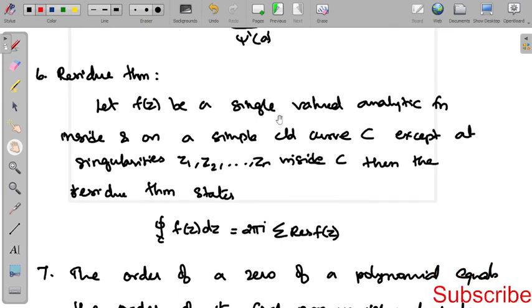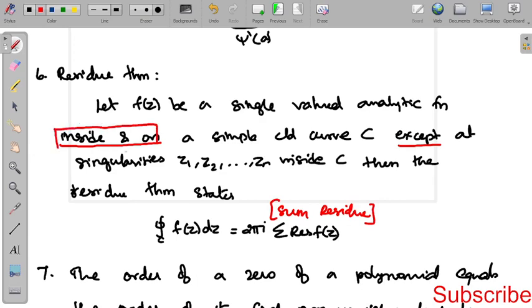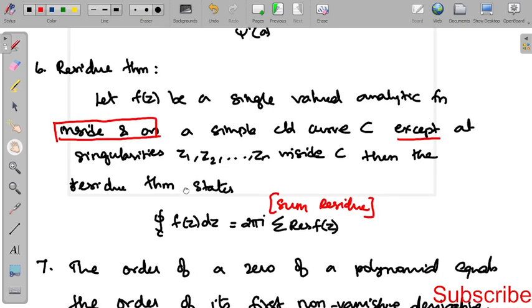Now we can see the residue theorem. Let f(z) be a single valued analytic function inside and on a simple closed curve C, except at the singularities like z1, z2, etc. inside C. Then the residue theorem states that integral over C of f(z) dz is equal to 2 pi i into the sum of the residues. If the singularities are outside, then it is equal to 0. So inside and on a simple closed curve, we write 2 pi i into the sum of the residues.